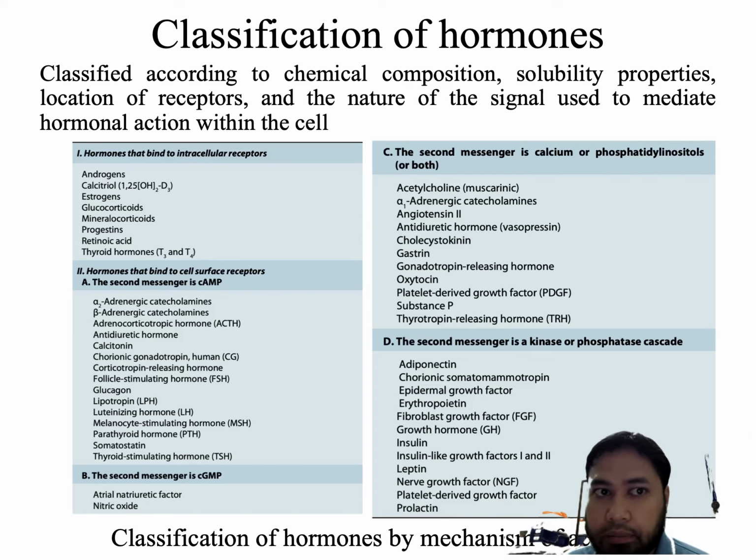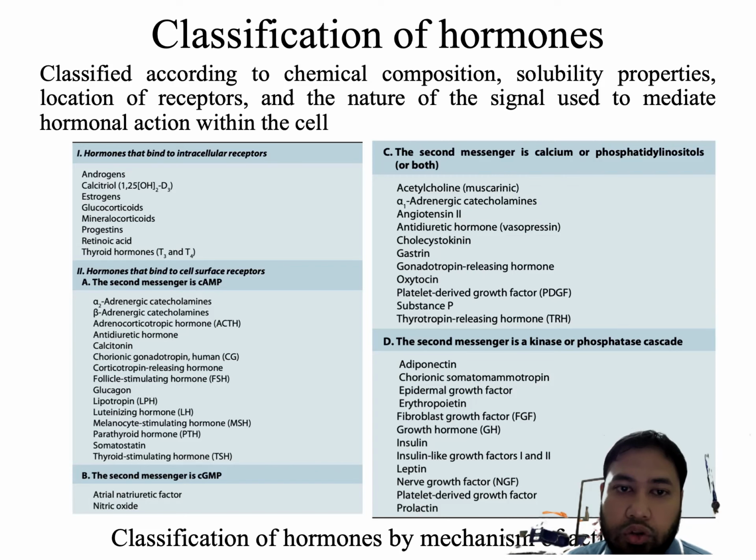We also classify them based on the location of the receptors. Where is the receptor attached? Some of the receptors are attached to the cells or tissues. Some of them might not be attached, but available inside the circulation. And the nature of the signal used to mediate hormonal action within the cells. The nature of the signal can be direct or indirect signal. So how do we classify them? Based on these four main features.